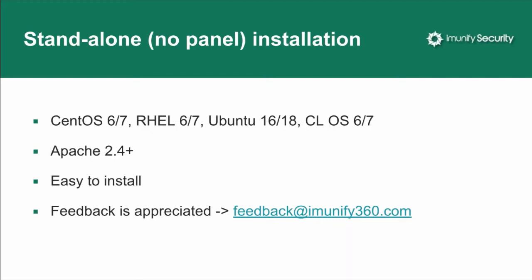Okay. So this standalone version is not a new version. It's just something that can be installed on an arbitrary server that has CentOS, Red Hat Enterprise Linux, Ubuntu, or CloudLinux, and has Apache 2.4 or higher. This version allows you to run and install Imunify without any panel and get everything that you have in the current Imunify360 version.